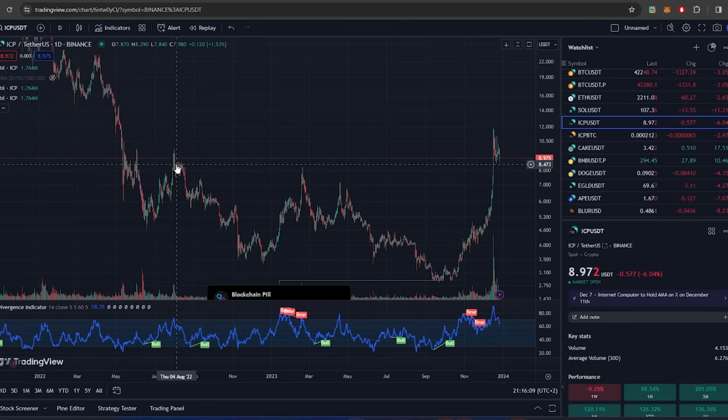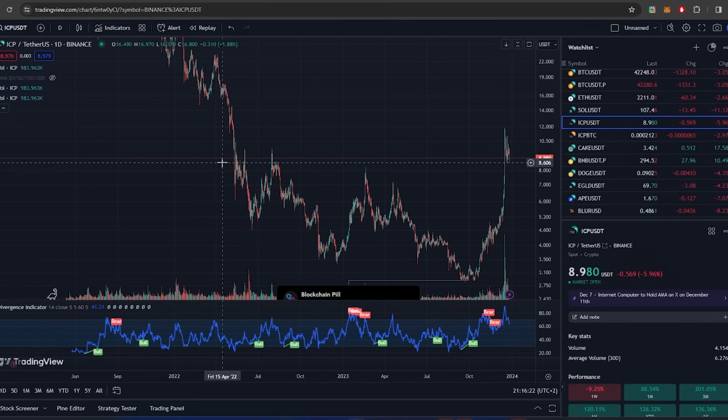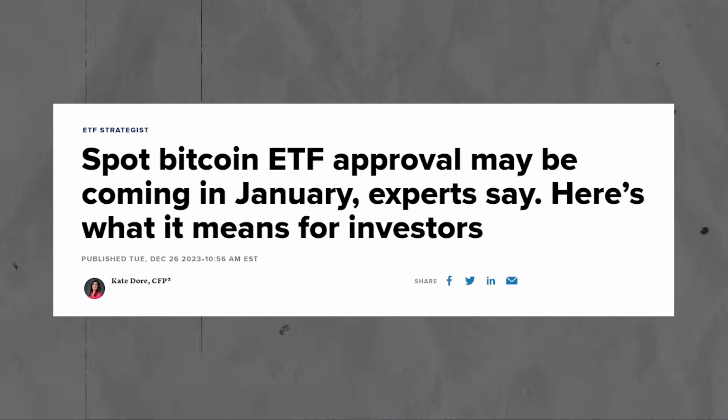Listen, there is a lot of resistance here. Like, those have been failed breakouts in the past. So there is a lot of selling pressure here from people who maybe want to get out of their positions, or just people trying to short it. But I think this is not the time to short anything, especially with the new bull run starting and with the ETF coming for Bitcoin in January 2024.